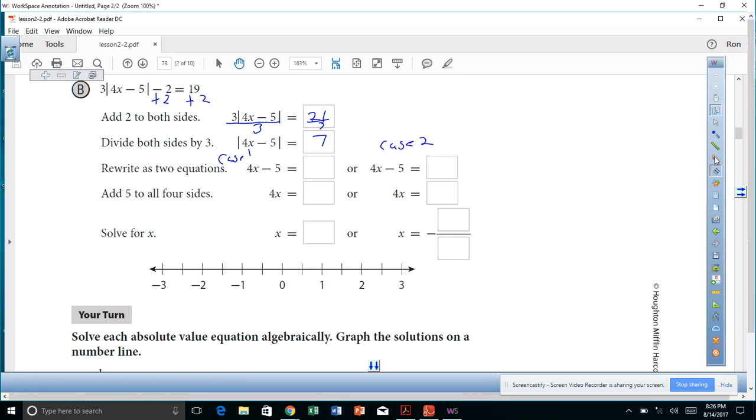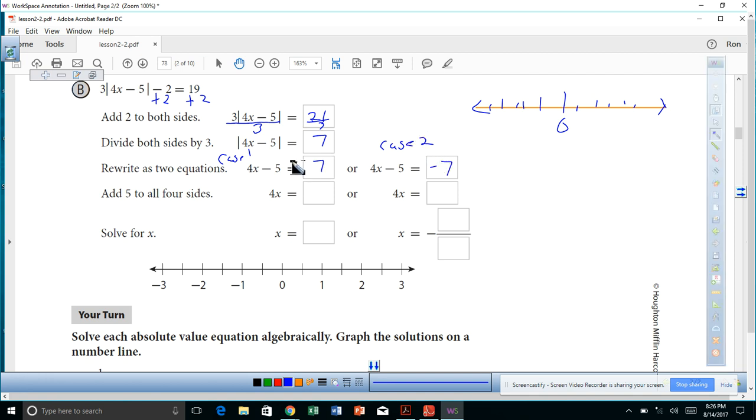Remember, the absolute value looks something like this right here, and this is read as the distance between 4x minus 5 and 0 is 7 units. So here's 0, so it's going to be over here somewhere, and it's going to be over there somewhere, and we don't know exactly where yet. So we're going to have 4x minus 5 equals 7, and 4x minus 5 equals negative 7.